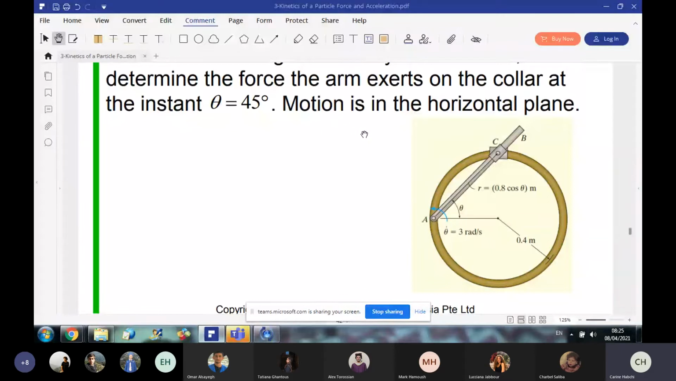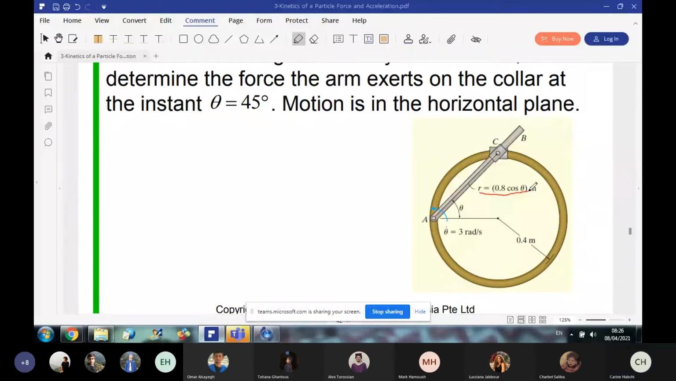Now, the first step here: they helped us and told us that r is a function of theta, and they gave us the function. But we should be able to derive it if they don't give it. How to derive this relation? Who can tell me, if you see this figure, how you can demonstrate that the expression of r is 0.8 cosine theta? You should use a geometrical technique to demonstrate this.